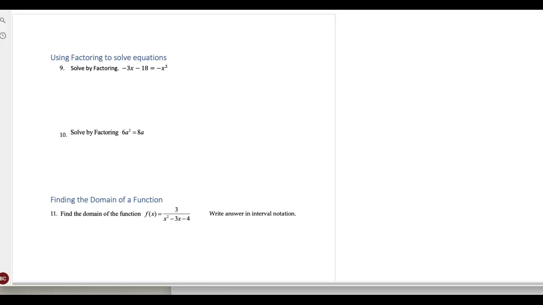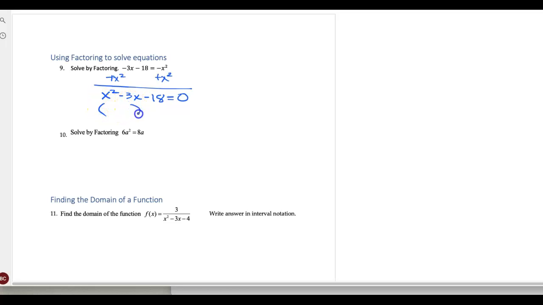And so right now I see, okay, I've got this negative x squared, and I need to get it over to the other side. I want everything over on one side. And so I'm going to choose to add my x squared over here. Okay. And that's because it's going to keep that first term positive. So when I add that over, I have x squared minus 3x minus 18, and then left over here is 0, right? That's what I was trying to do, get everything over to one side and put the other side equal to 0.